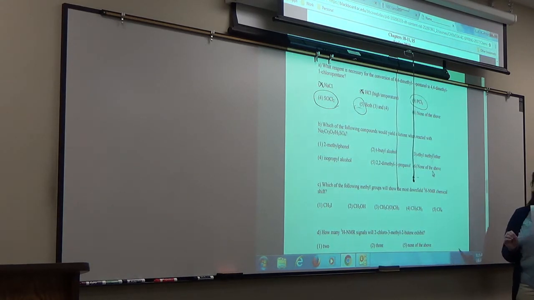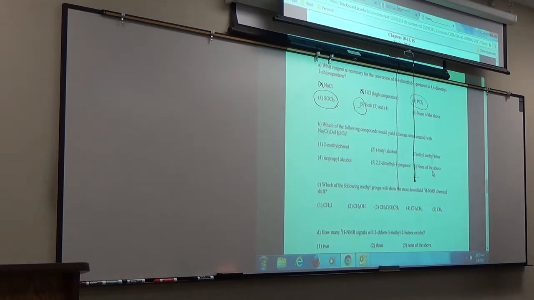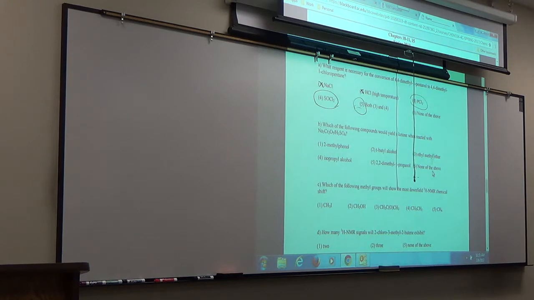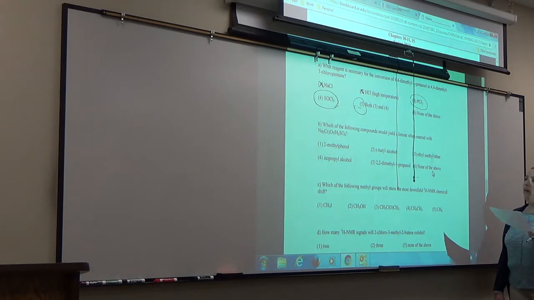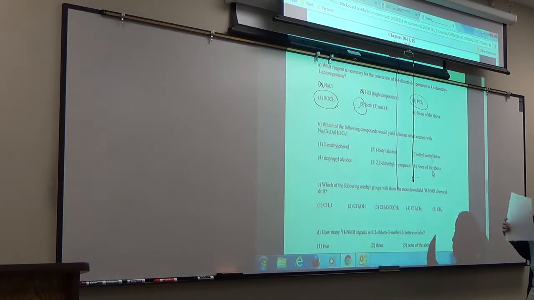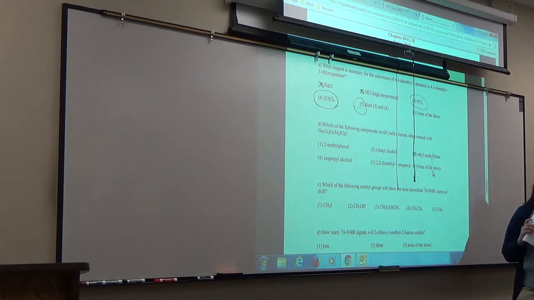All right, so what about B? Which of the following compounds would yield a ketone when reacted with chromic acid, or the dichromate in this case here? So which one would give you a ketone? It would have to be a secondary alcohol. So what can I rule out? Ruling out 3, because that's an ether, it's not even an alcohol, so it's not going to undergo oxidation, right?